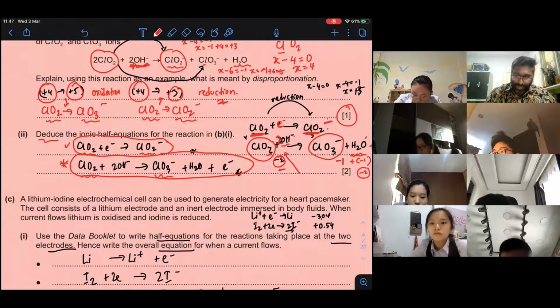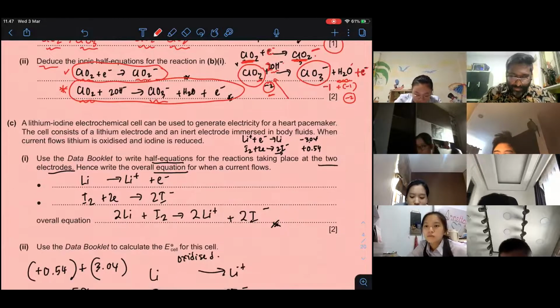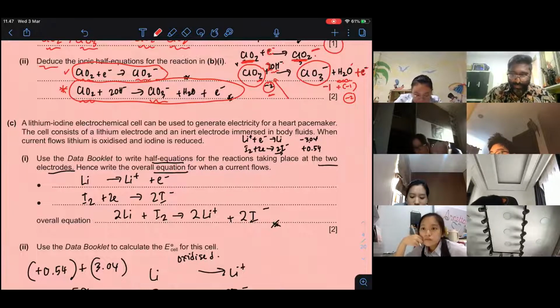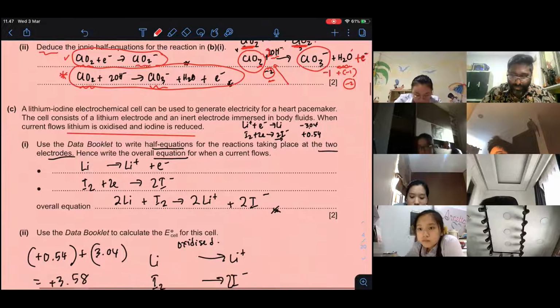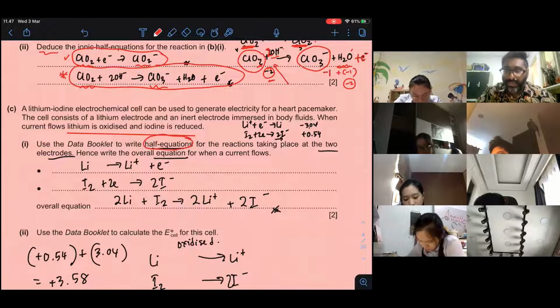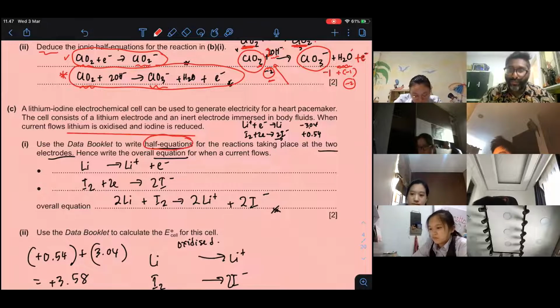Yeah. Now, next is going to be a lithium iodide electrochemical cell can be used to generate electricity. They have this lithium electrode and inert electrode immersed in body fluids. Okay, when the current flows, lithium is oxidized and iodine is reduced. Okay, use the data booklet to write the half equation for the reaction taking place at the 2 electrodes. Okay, so they mention half equations. Don't go and write standard reduction potential. Okay, so it means you need to tell which one is oxidized, which one is reduced also. Okay, you need to adjust accordingly. So hence write the overall equation.